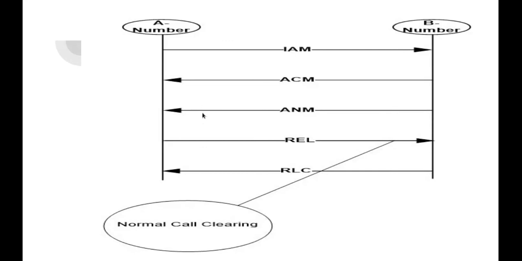So between this point and this point, they are talking and talking and talking. And then at some point, caller A decides to terminate the call. So it sends a release message. Caller B has to acknowledge that by sending a release complete message. So that's a typical ISUP call flow.